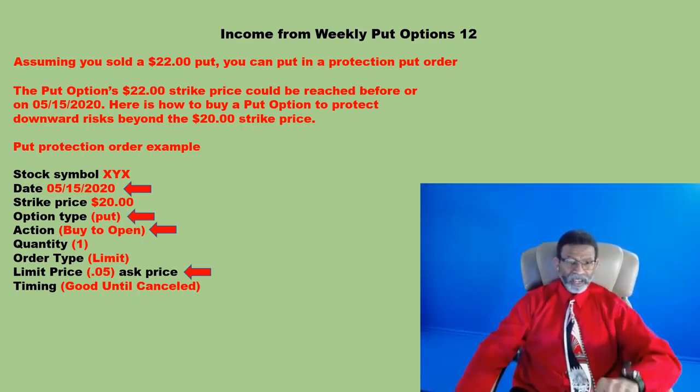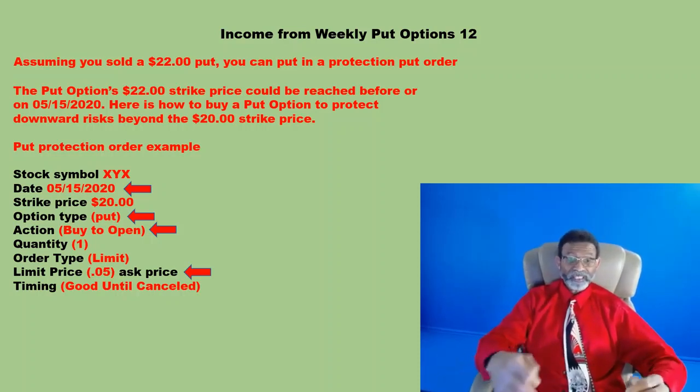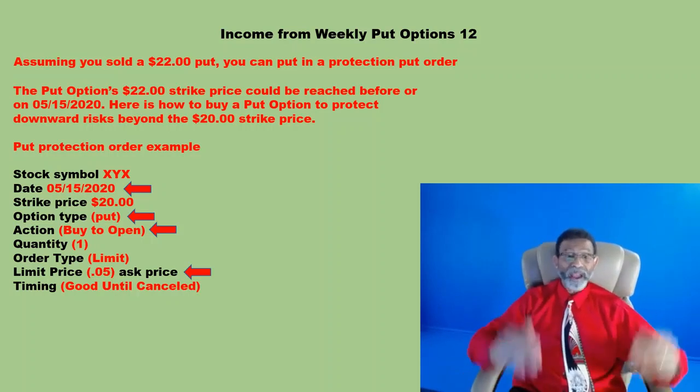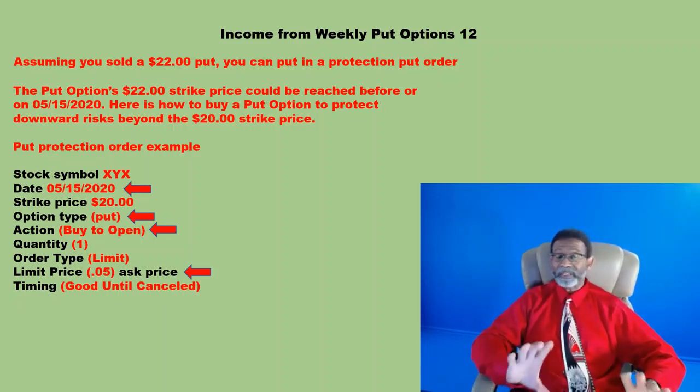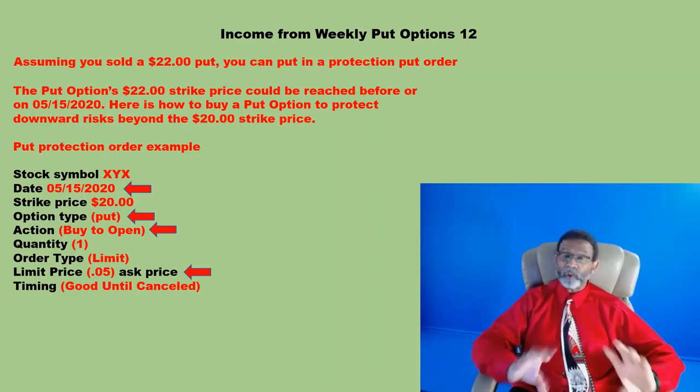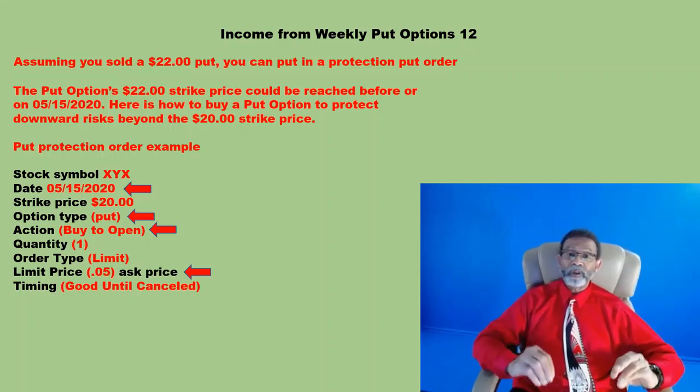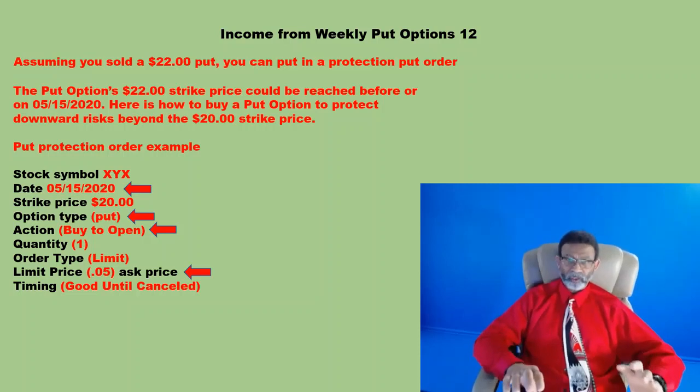In this particular case, the ask price of 5 cents or less, or whatever the ask price is. In this particular case, since we put in 5 cents, it will buy it for 5 cents or less. Now, if the ask price is higher, we put in a higher ask price. Good until canceled. Now, the key thing too is to make sure this particular order executes.